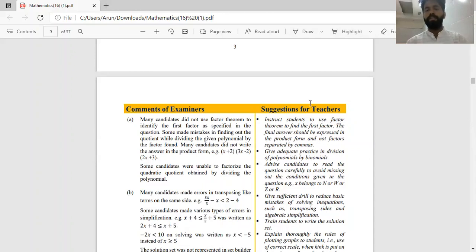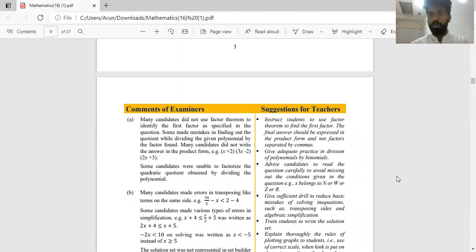So first of all, some suggestions from our end. You need to use factor theorem to find the first factor. The final answer should be expressed in the product form and not factors separated by commas. So you have to write it in the product form like this: x plus 2, 3x minus 2, and 2x minus 3. Then give adequate practice in division of polynomials by binomials.